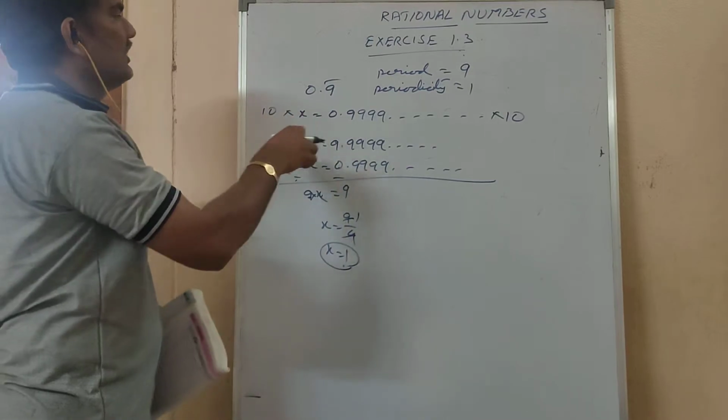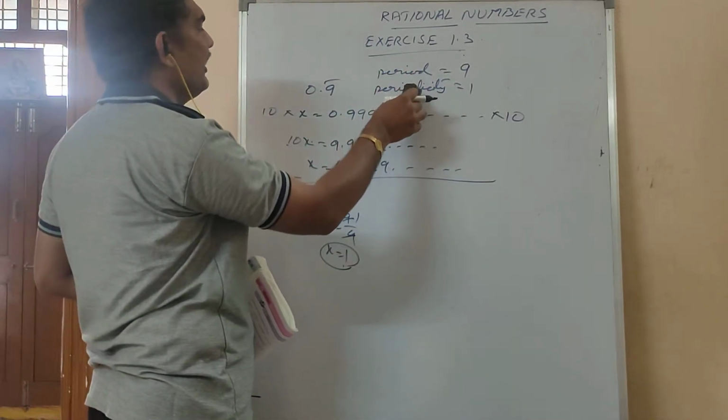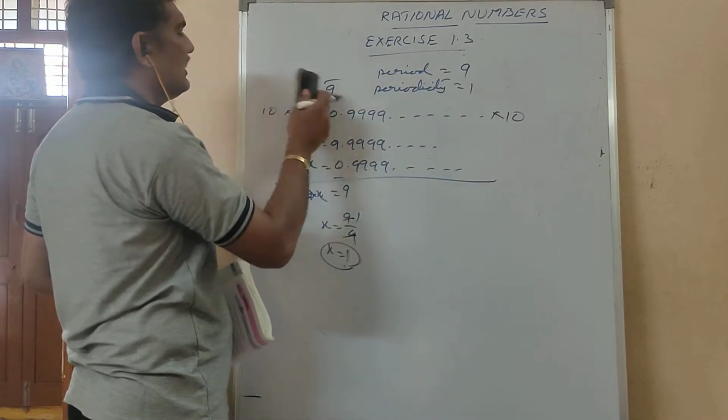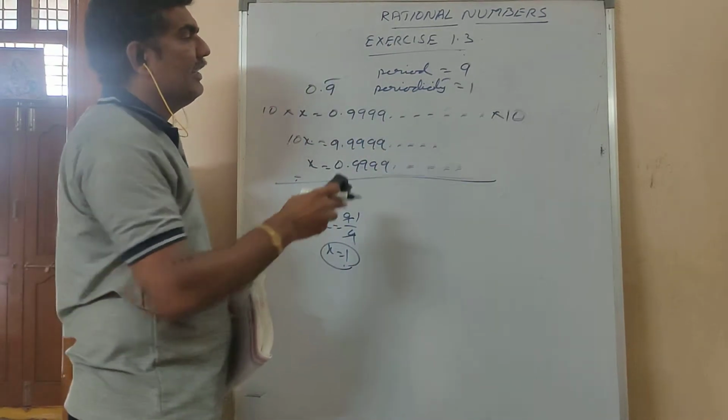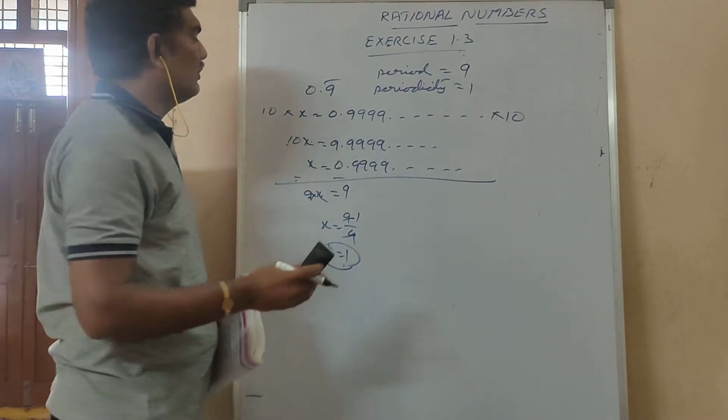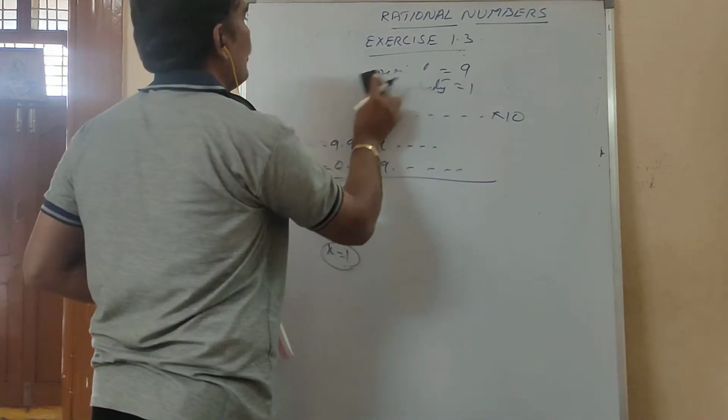Okay, so this is the procedure. First you should know the period and periodicity. If periodicity is 2, you have to multiply both sides with 100. If periodicity is 3, you have to multiply both sides with 1000. Okay, now one more problem we will do.